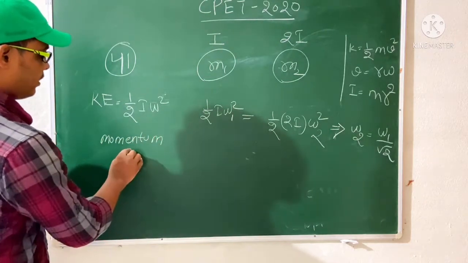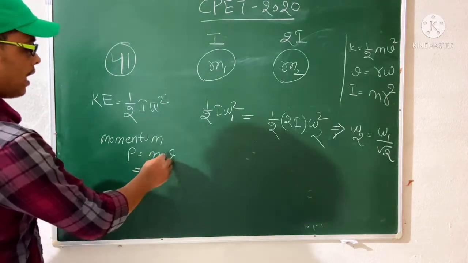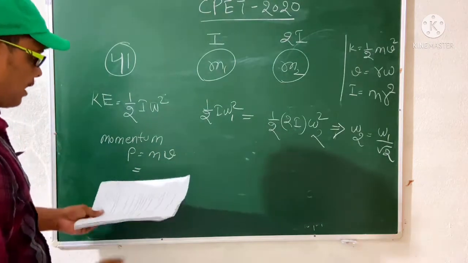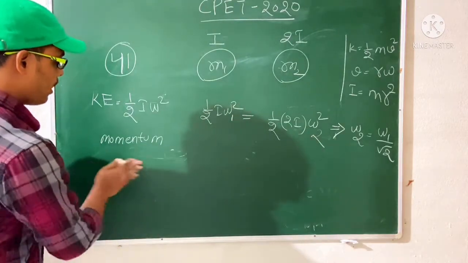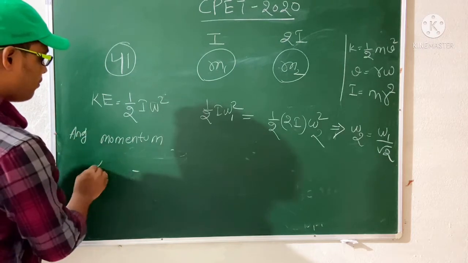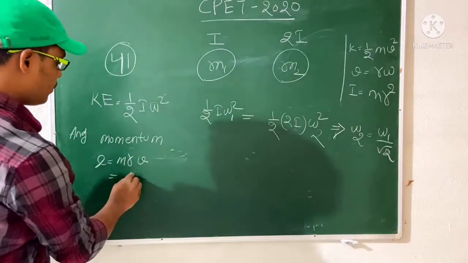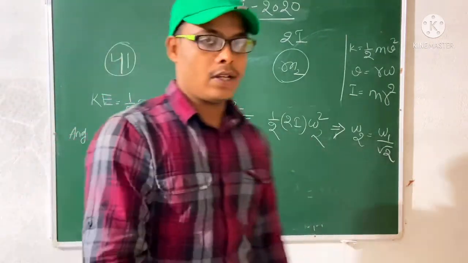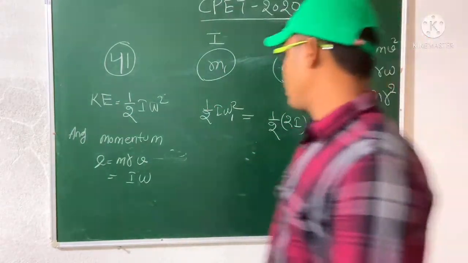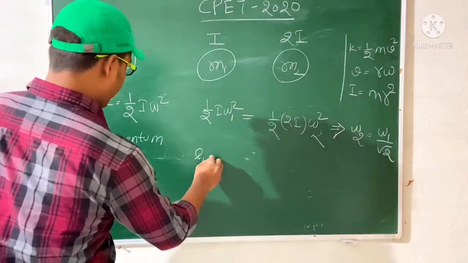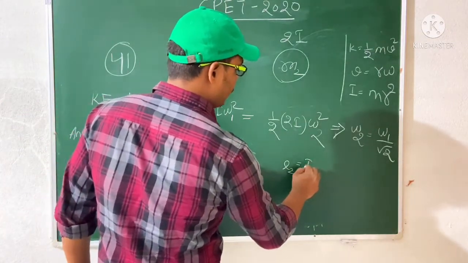Now, what is the momentum? Remember, momentum p equals mv, and v equals r omega. I think he is asking about angular momentum, so this is linear momentum and we have to solve for angular momentum. Angular momentum is mr into v, and v equals r omega, so the expression of angular momentum is nothing but I omega. So L1 is I omega 1, and L2 for the M2 case is I omega 2.